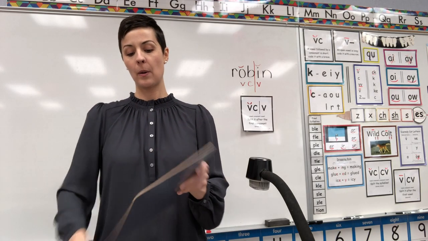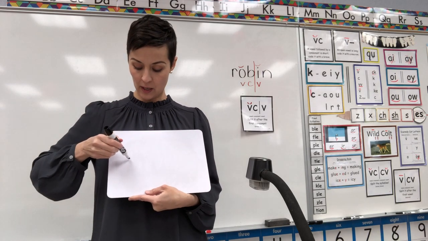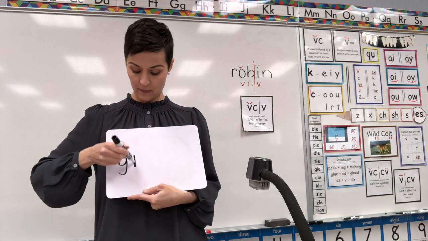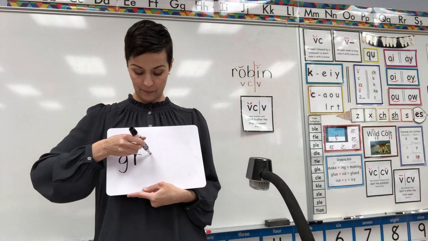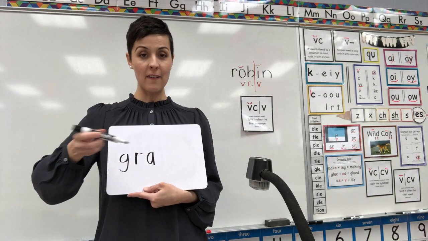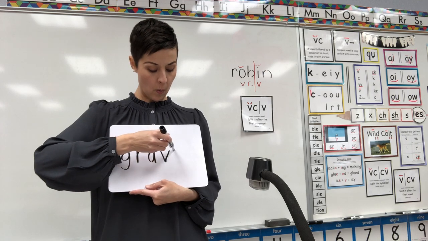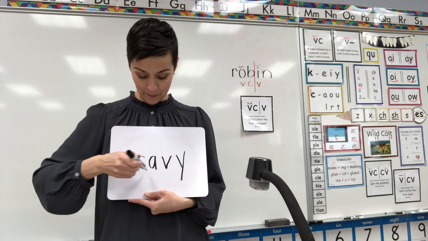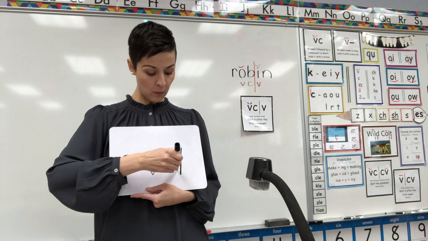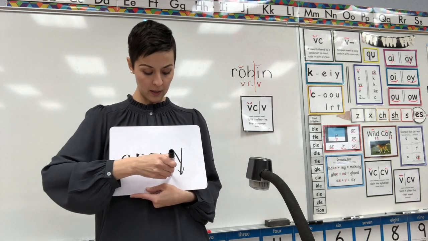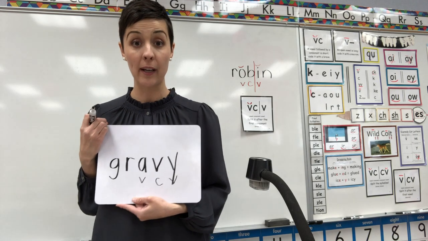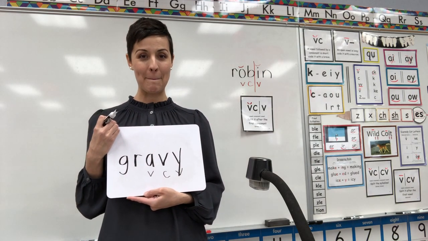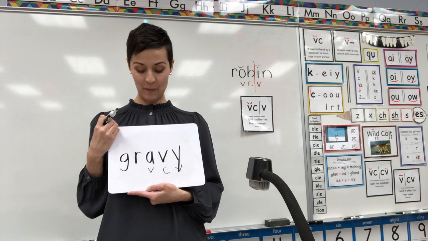Let's do this word. First letter, G, R, A, V, Y. Can you find the vowel pattern? A is a vowel, Y is a vowel, consonant, and I'm gonna let you split it and read it. Go. Okay, did you get it?